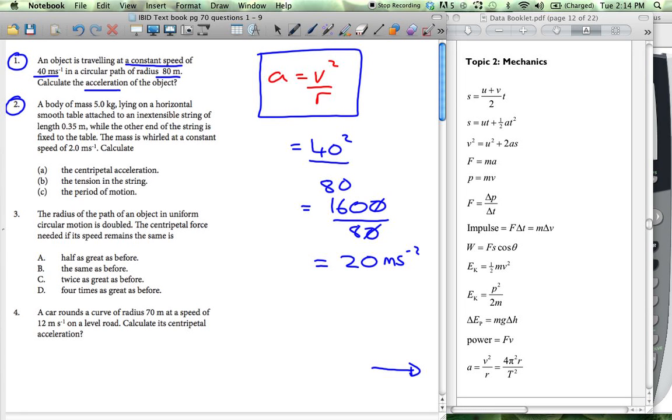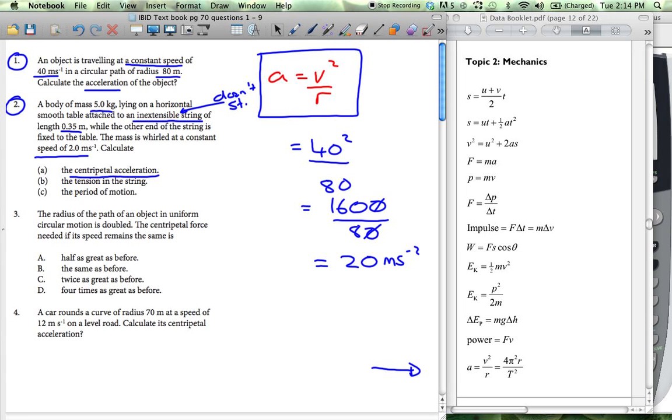For question 2, a body of mass 5 kilograms lying on a horizontal smooth table is attached to an inextensible string. This basically means that it doesn't stretch. It's of length 0.35 meters, while the other end of the string is fixed to the table. The mass is whirled at a constant speed of 2 meters per second. Calculate the centripetal acceleration.